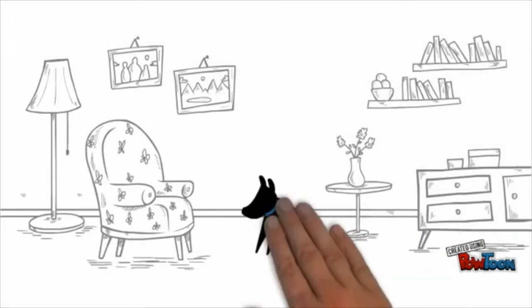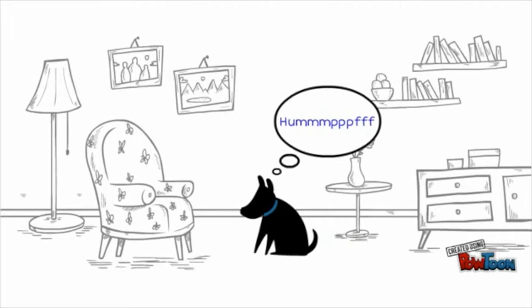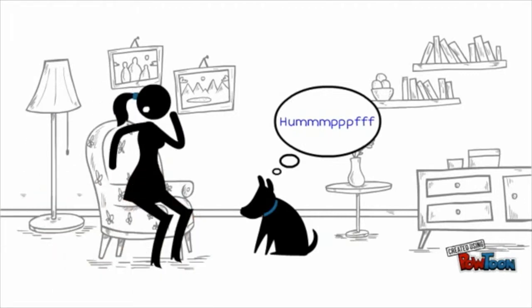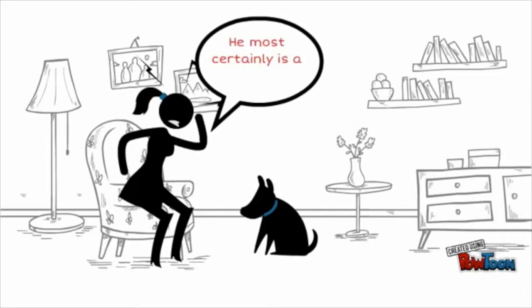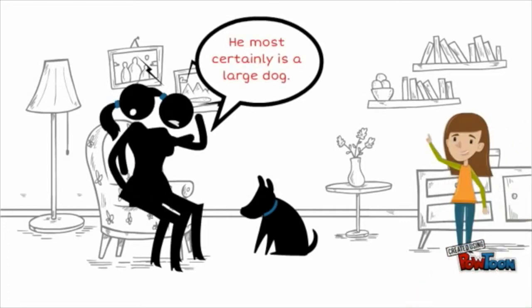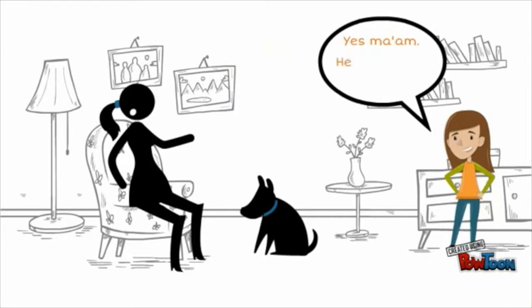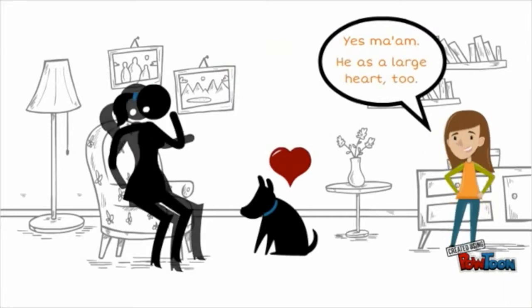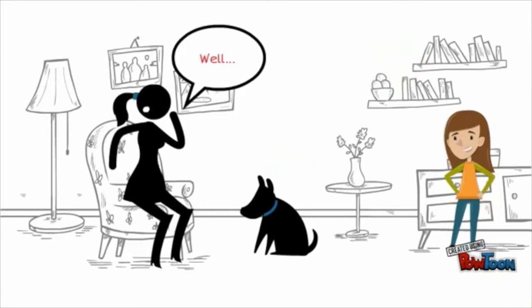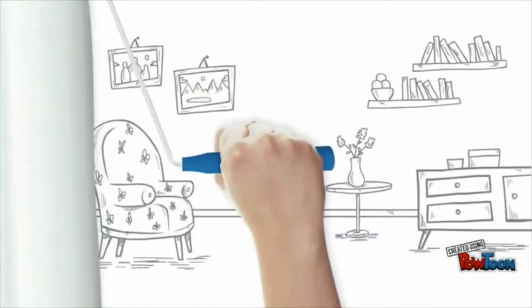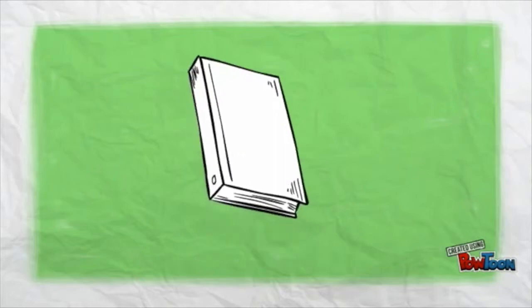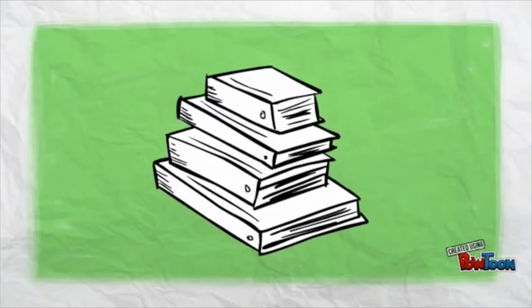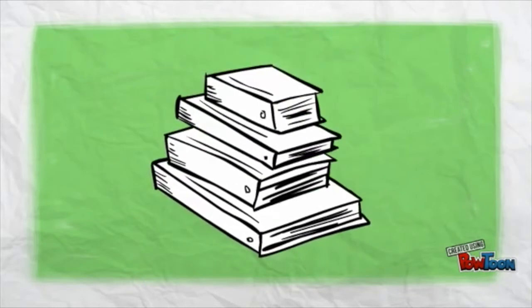He came in and lay down with a humph and a sigh right at Miss Franny's feet. She looked down at him and said, "He most certainly is a large dog." "Yes, ma'am," I told her. "He has a large heart, too." "Well," Miss Franny said. She bent over and gave Winn-Dixie a pat on the head, and Winn-Dixie wagged his tail back and forth and snuffled his nose on her old lady feet.